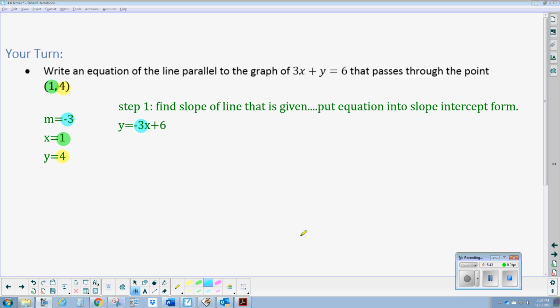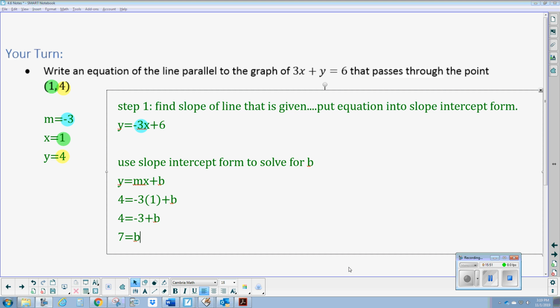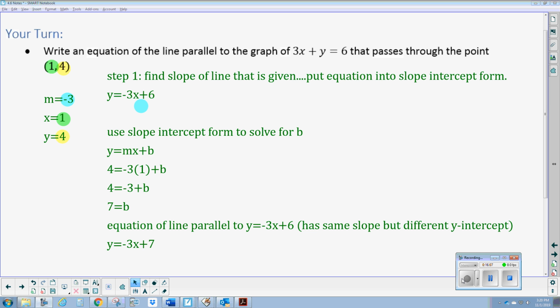So first I defined all my variables. My m is negative 3, my x is 1, and my y is 4. Now I'm going to use slope-intercept form to solve for b. And I've solved for b, and I got b is equal to 7. And now my last step is to use my new y-intercept and the slope that I already had to write a new equation. The equation of my line that is parallel to y equals negative 3x plus 6 that also goes through point 1, 4, so it has the same slope but a different y-intercept, is y equals negative 3x plus 7.